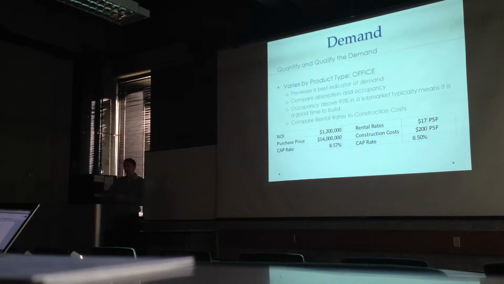Occupancy above 95% in a submarket will typically mean that there's some room to build. And then the other thing you want to do is compare rental rates and construction costs. So there's 2 scenarios. This scenario would be the purchase of an existing office building. We're assuming that the NOI is $1.2 million and the purchase price of $14 million, which would give us a cap of 8.57%. You want to know what existing buildings around you could be selling for and what the cap rates would be so that you can compare them to your new construction. If you were to have market rents of $17 per square foot and your all-in construction costs, including land acquisition, soft costs, everything, for $200 a square foot, that would give you an 8.5 cap.